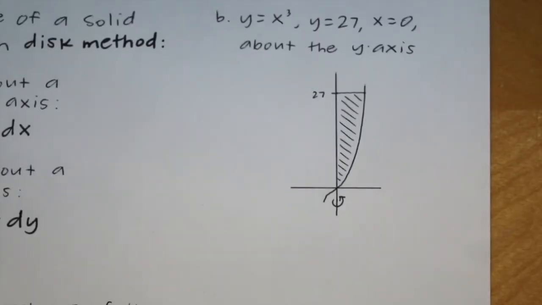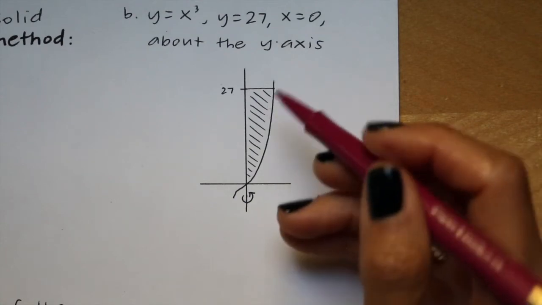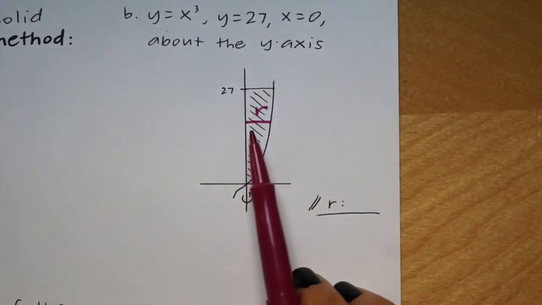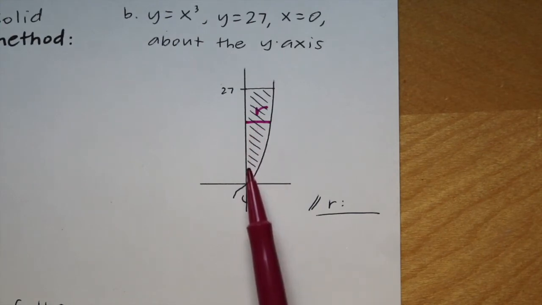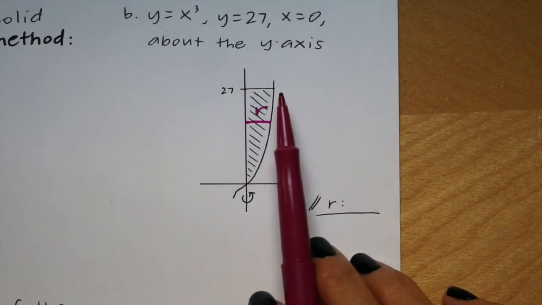This next problem we have y equals x cubed, y equals 27, x equals 0, about the y-axis. So here, since we're rotating around the y-axis, which is a vertical line, this is going to be a dy problem. I'm not going to draw actually rotating it, but I am going to draw the r value. So you always draw the r perpendicular to the axis of rotation, and you draw it towards the shaded region. I arbitrarily chose to draw it right there. I could have drawn it lower where it would have been smaller, or higher and it would have been a little bit longer.